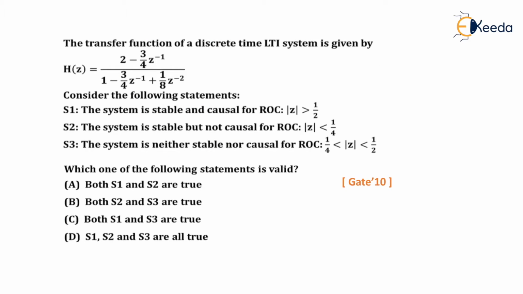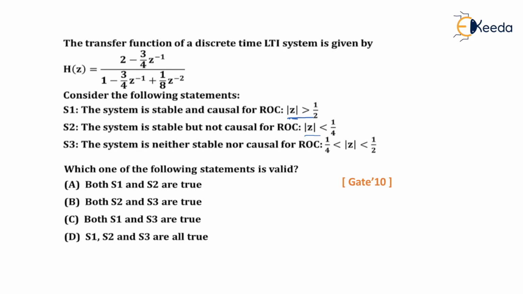So it is asked in GATE 2010. Some transfer function is given, H of z, and they have given some statements. The first statement says the system is stable as well as causal for ROC mod of z more than 1 by 2, or not causal for mod of z less than 1 by 4, and the system is neither stable nor causal for ROC between 1 by 4 and 1 by 2. Which of the following statements are valid? Some combinations in A, B, C, D are given.